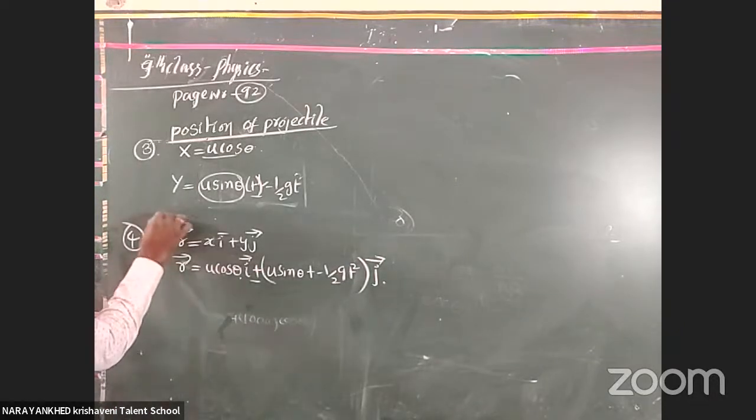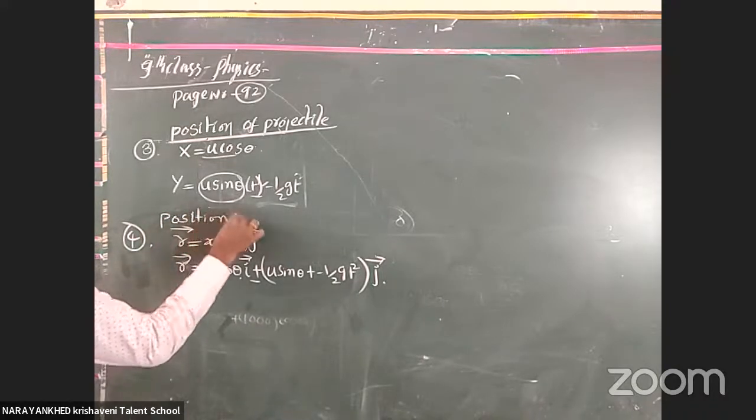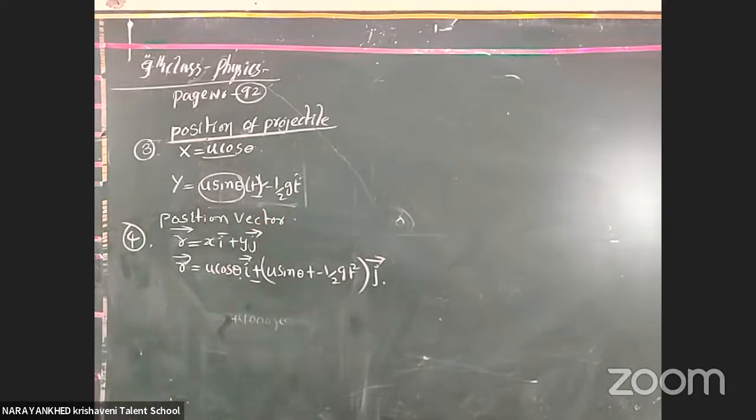This is the position vector of two-dimensional motion. Clear or not? These all are used as formulas for us. Next, after this, the fifth point.